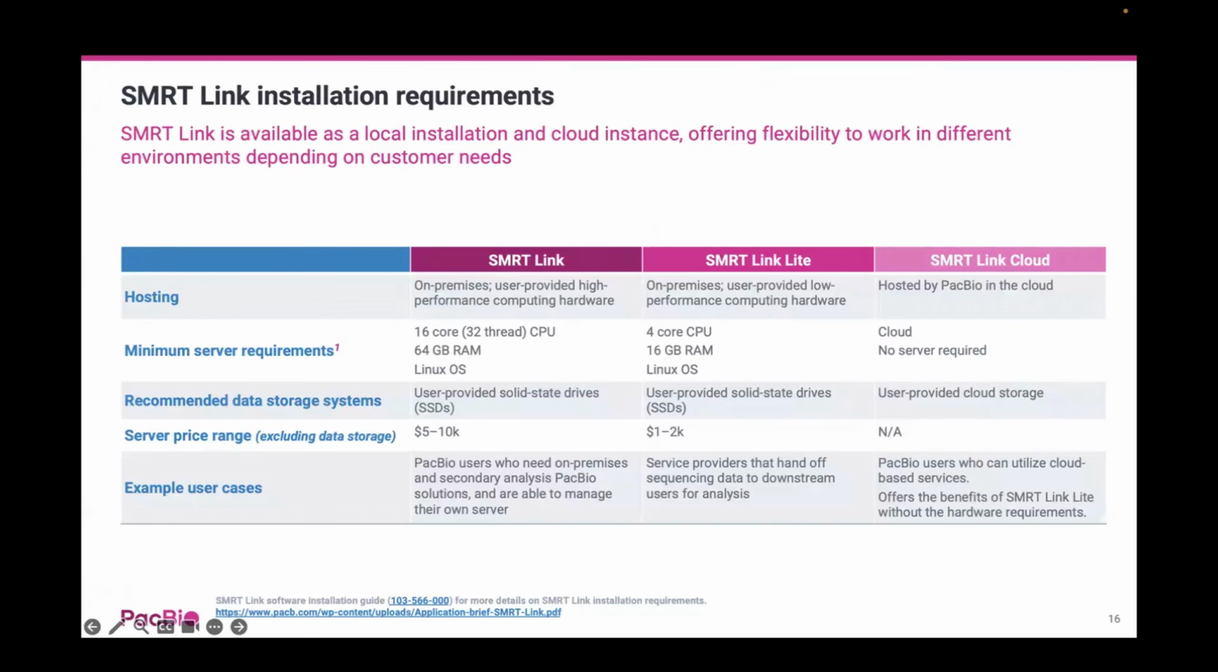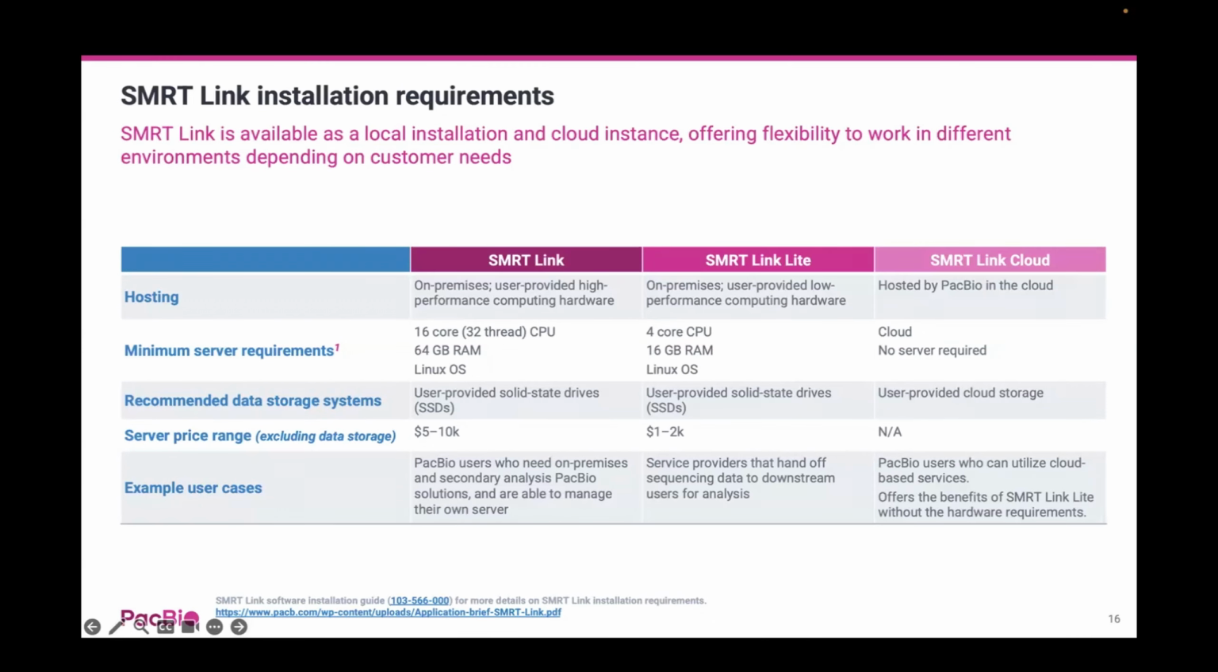Depending on whether you choose SmartLink, SmartLink Lite, or SmartLink Cloud, the server requirements will differ. SmartLink uses a Linux server to perform analysis and store data. If you plan to use smart analysis, you'll need to purchase a more powerful server that needs to be managed. The minimum specs for such a server is 16-core 32-thread CPU with 64 gigs of RAM. Often, server management is done through an organization's IT department.